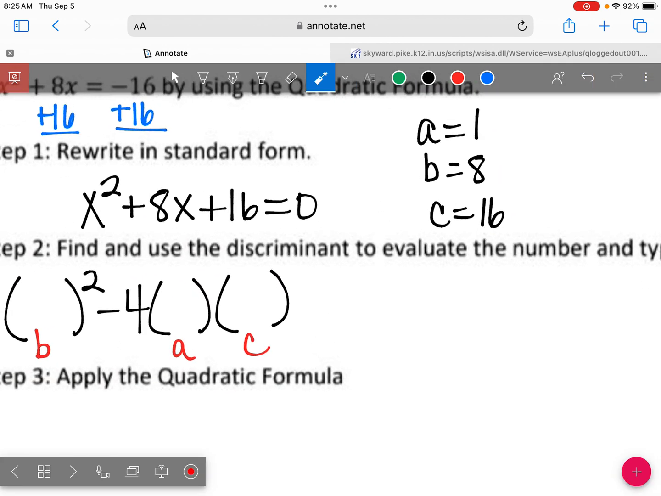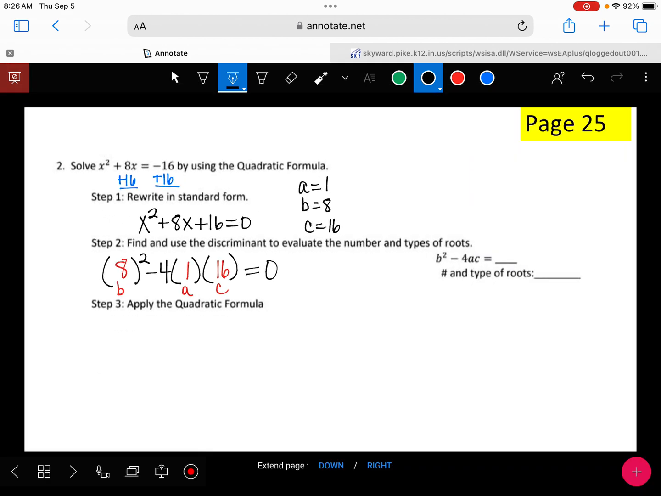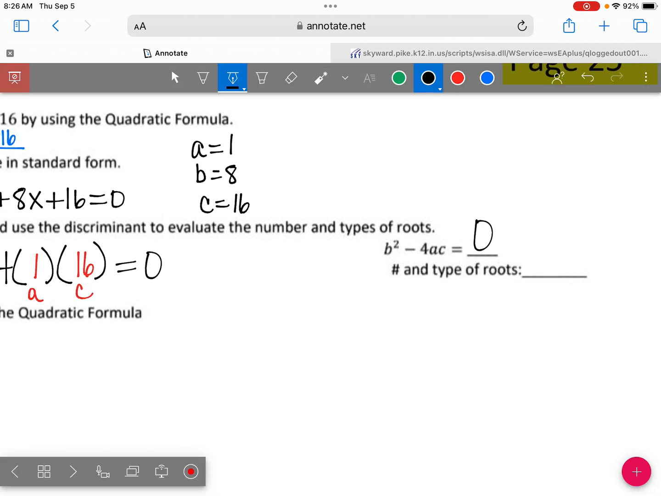Okay, so we got B squared minus 4AC. Type that in your calculators. What did you all get? 0. Who got 0? So because it's 0, what does that mean? How many solutions am I looking for? Just one real solution.